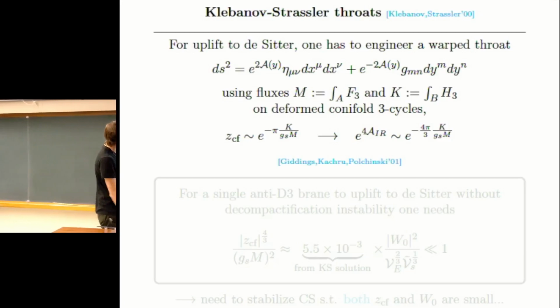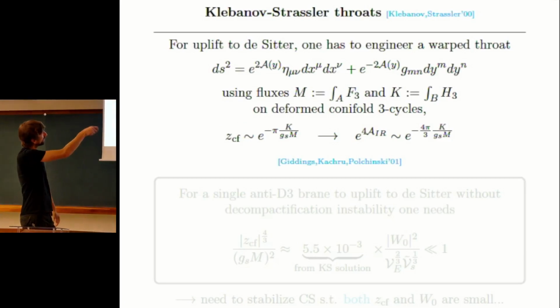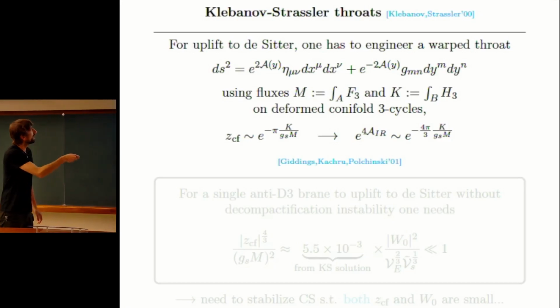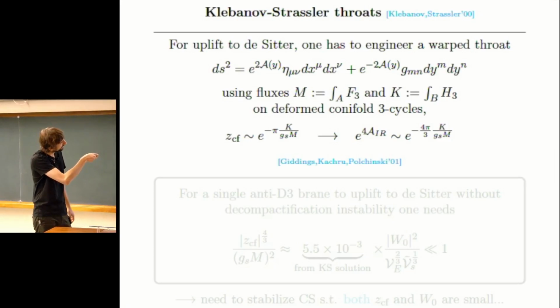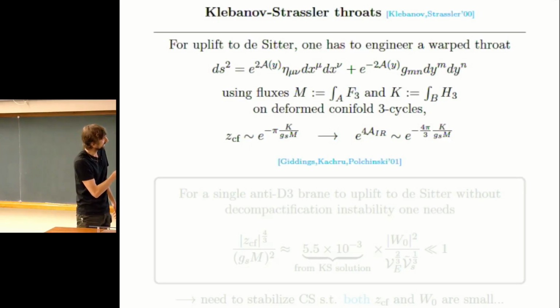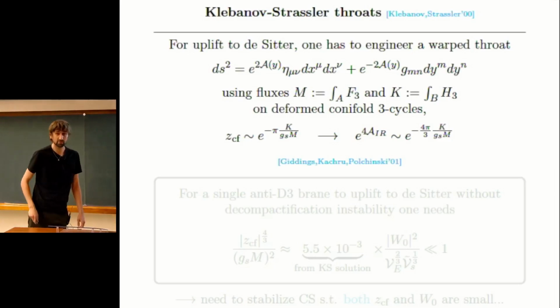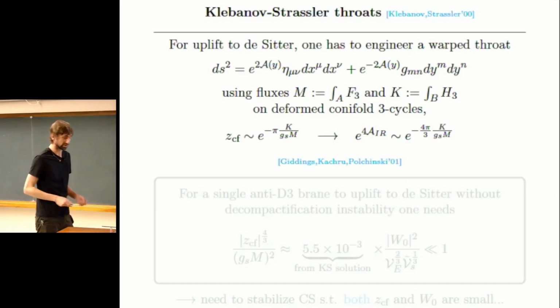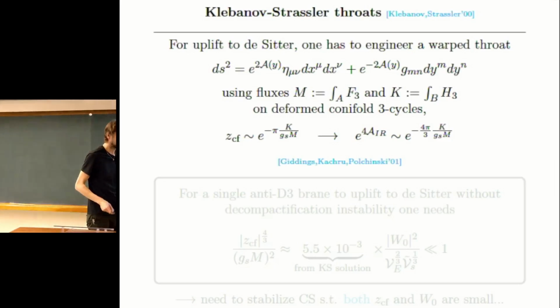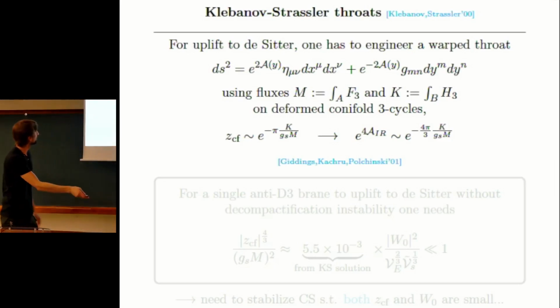Okay. So for an uplift, we have to construct a warped throat with fluxes M and K given on conifold cycles. In terms of these fluxes, the conifold complex structure will be exponentially small. So one has to find flux numbers such that this indeed turns out to be exponentially small, and one then has to find solutions where the warped throat hierarchy matches the one of the AdS potential.